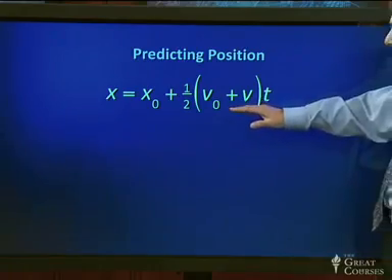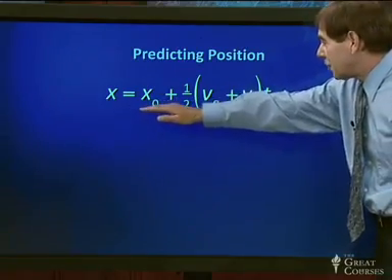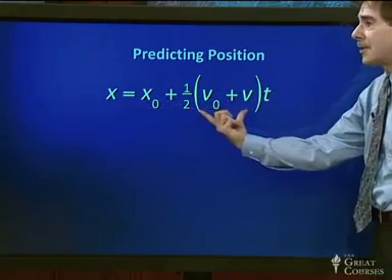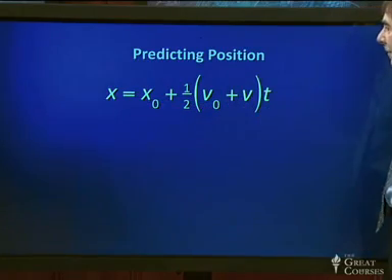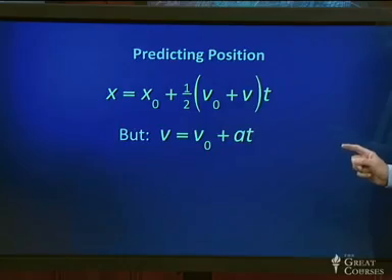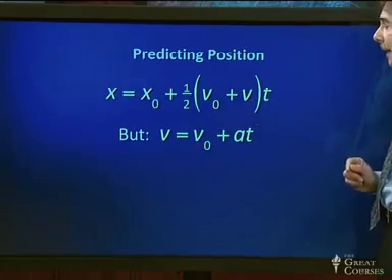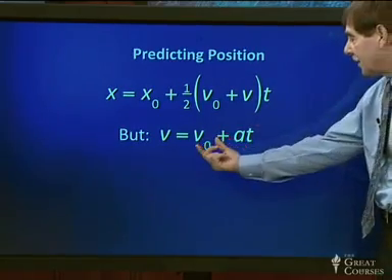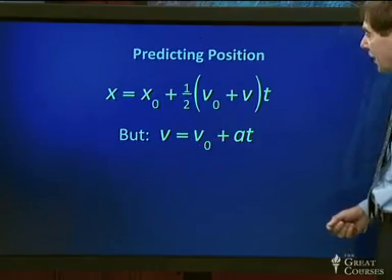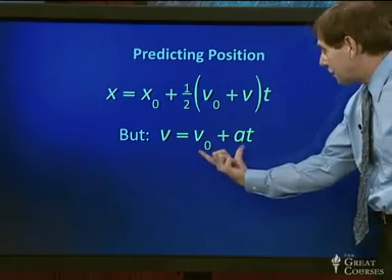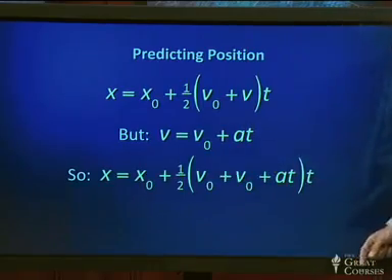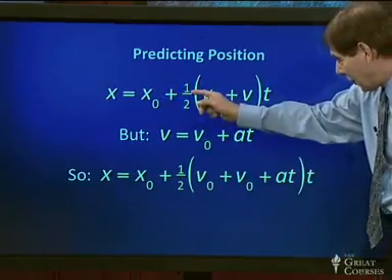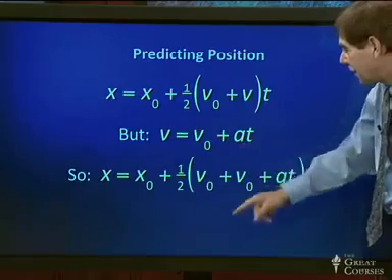So here's the result we just had. My position is my initial position plus my average velocity, the average of the initial and final velocities times the time. But we already know what the velocity is at any given time. We worked that out before. It's the initial velocity plus the acceleration times the time. So I'm going to take this expression for v and put it in here. So I'm going to get this equation now with this expression in for v.